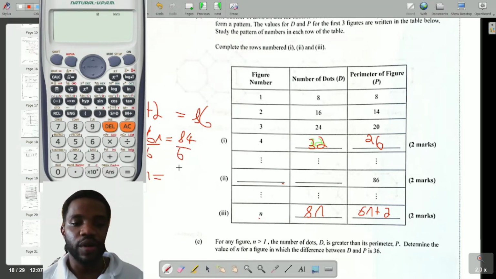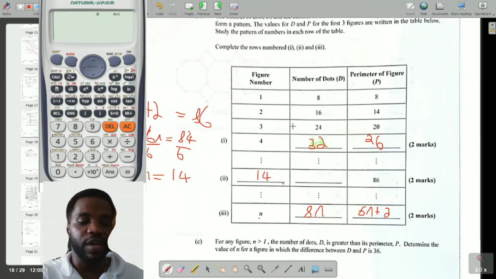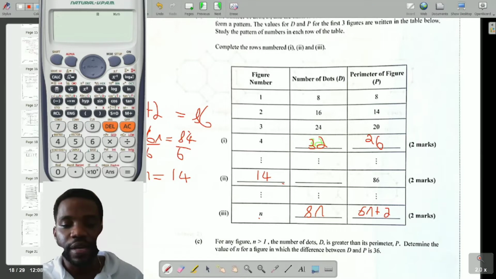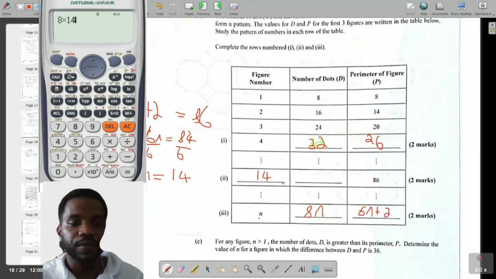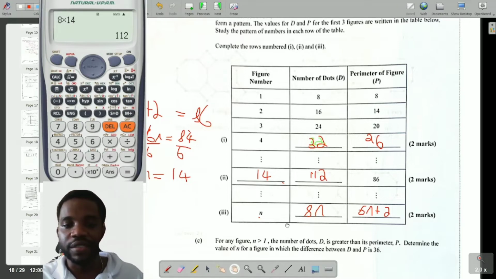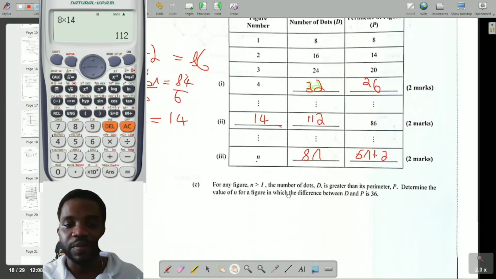So n is equal to 6 into 8 is 1, carry the 2. 6 into 24 is 4, so n is 14. So I know that this is going to be 14, which means that the middle one, which is the number of dots, is simply 8 times 14, because the number of dots is 8 times the figure. Alright? So you can put your calculator and do this one. 8 times 14 gives me 112. 112. And guess what? You have just gotten 6 marks in a quick time.